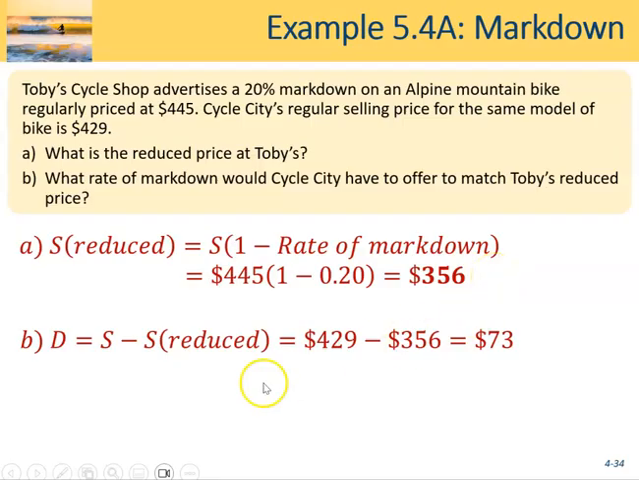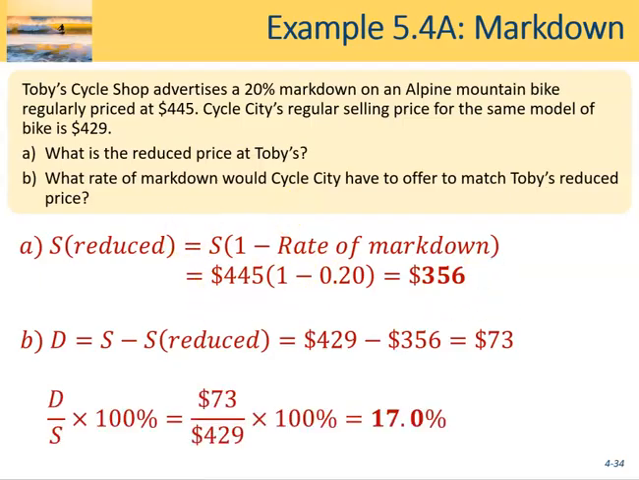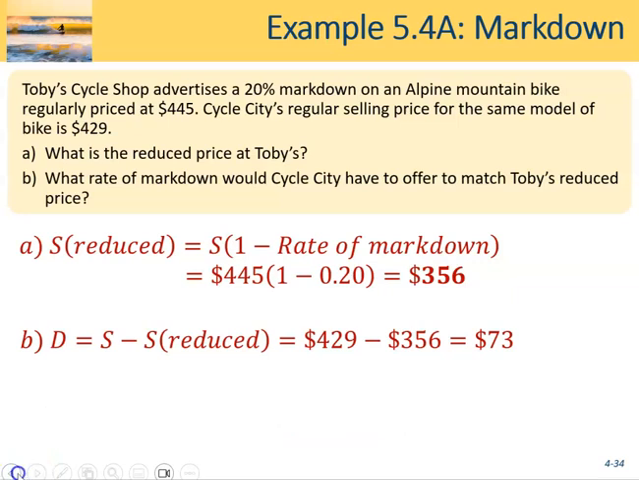Okay. B, what rate of markdown would Cycle City have to offer to match Toby's reduced price? So if Toby's reduced price is $3.56, oops, I keep hitting the answer key.